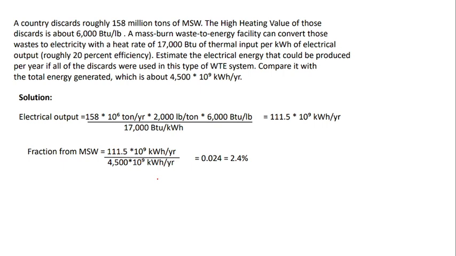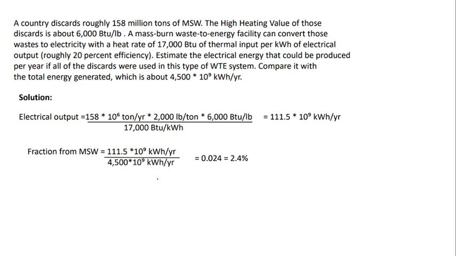So now the next question is, a country discards roughly 158 million tons of municipal solid waste. The high heating value of those discards is about 6000 BTU per LB. A mass burn waste to energy facility can convert those wastes to electricity with a heat rate of 17,000 BTU of thermal input per kilowatt hour of electrical output. Roughly, this is the 20% efficiency.